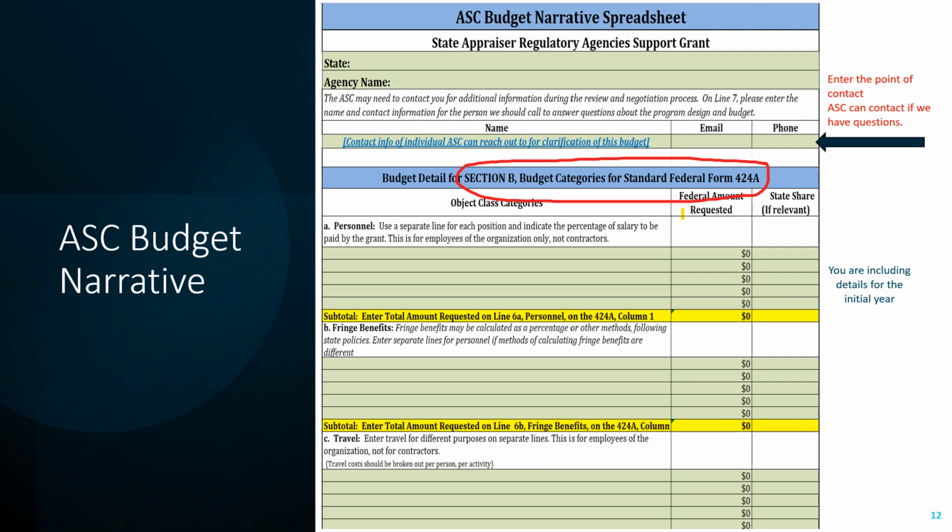It is important to fill this form out in its entirety. Please include the point of contact name that the ASC can reach out to if we have questions about that budget. That name would go underneath the agency name. That name may more than likely be the same name that you've included on the face page as the person to contact with regards to issues or questions about the application.